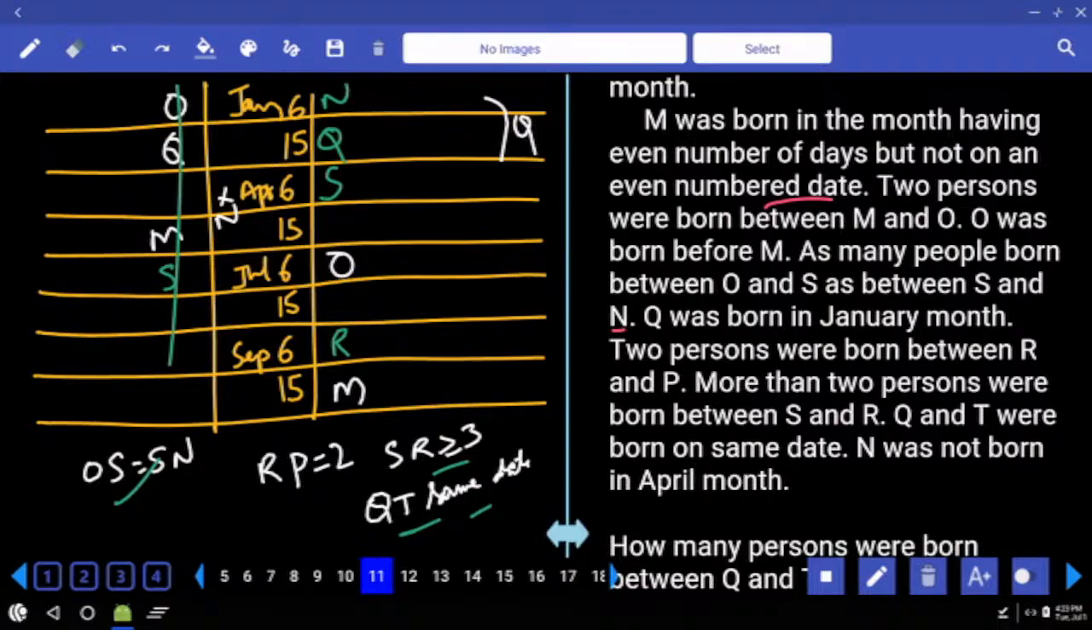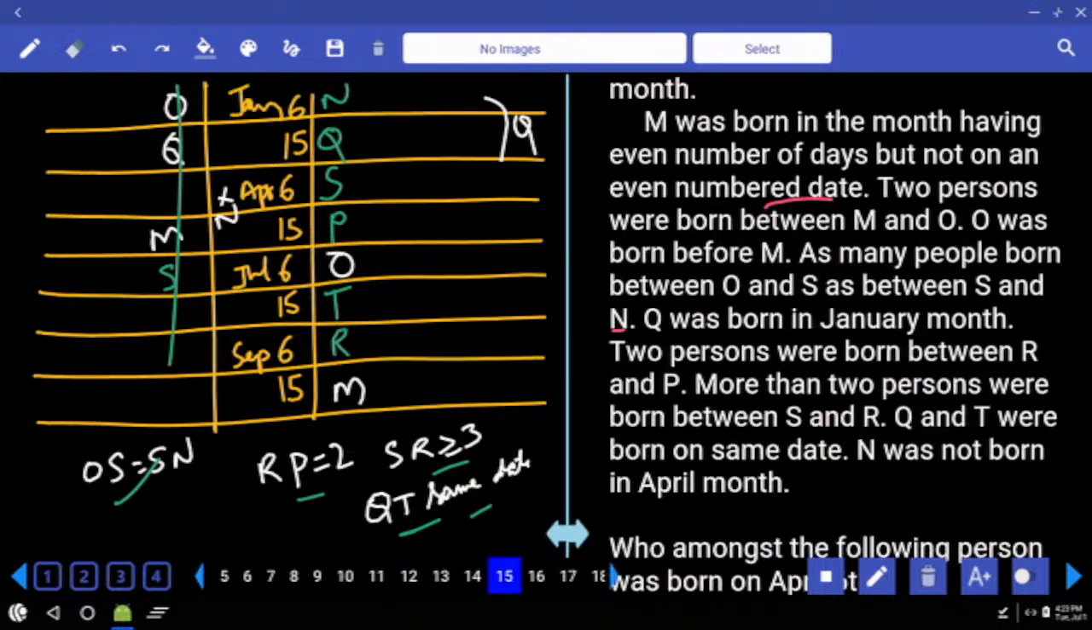Any other possibility we have for this? R and P, how many people? 2 people. If P is here, then T will be. Now this is from 11 to 15.